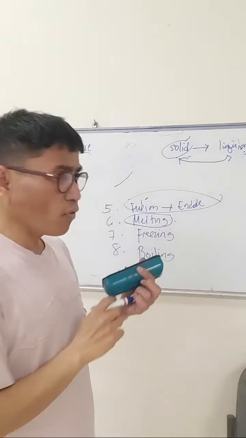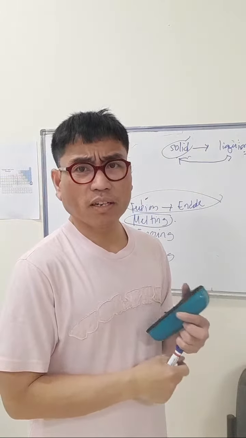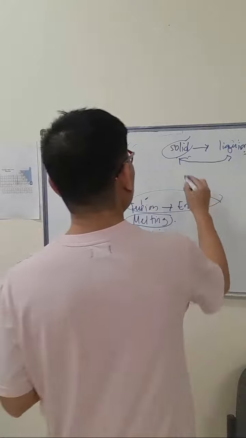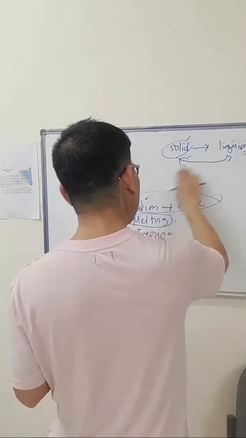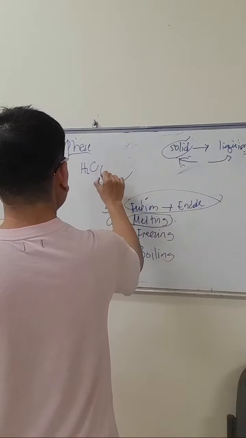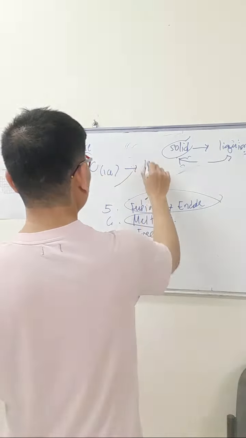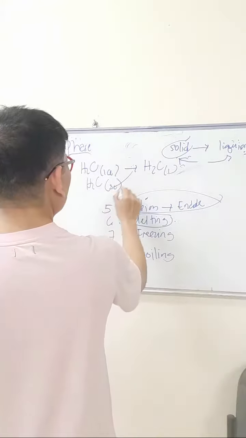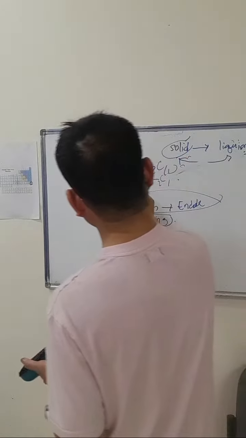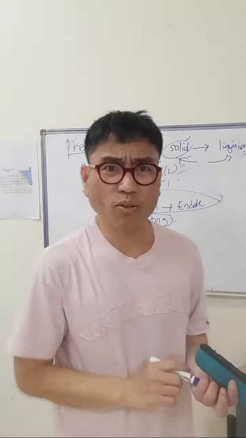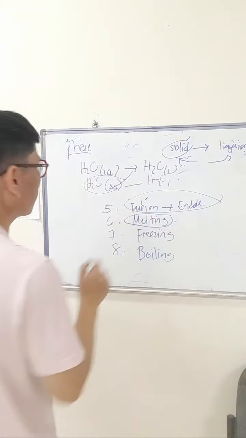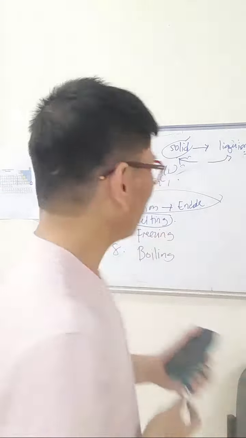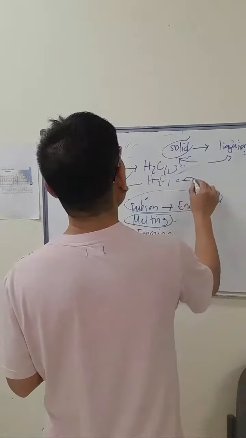What is the melting point of water? It will melt. From solid, ice, H2O ice, to H2O liquid. Normally, if that is ice, you will apply heat, right, to become liquid, so that it will melt. So what is the melting point of water?